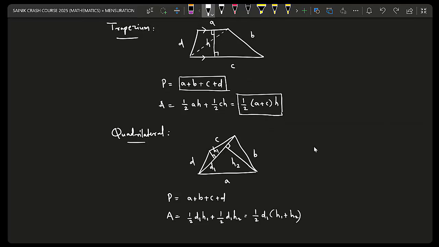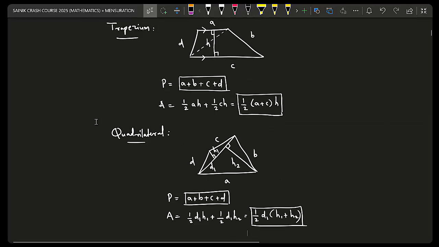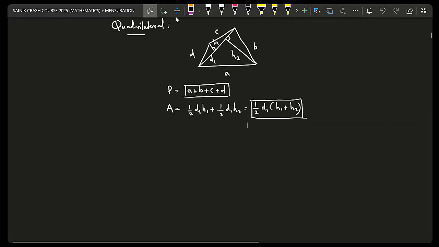Okay, so the perimeter of the quadrilateral is the sum of all the sides, a plus b plus c plus d, and the area of the quadrilateral is half into d1 into h1 plus h2. So d1 means one diagonal, and h1 and h2 mean the heights drawn onto the diagonal. And next we take the triangle. Triangle is very, very important.